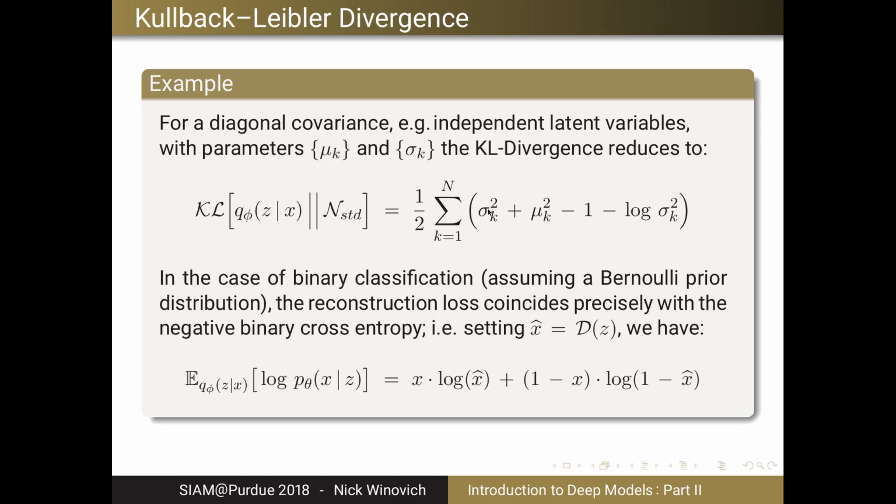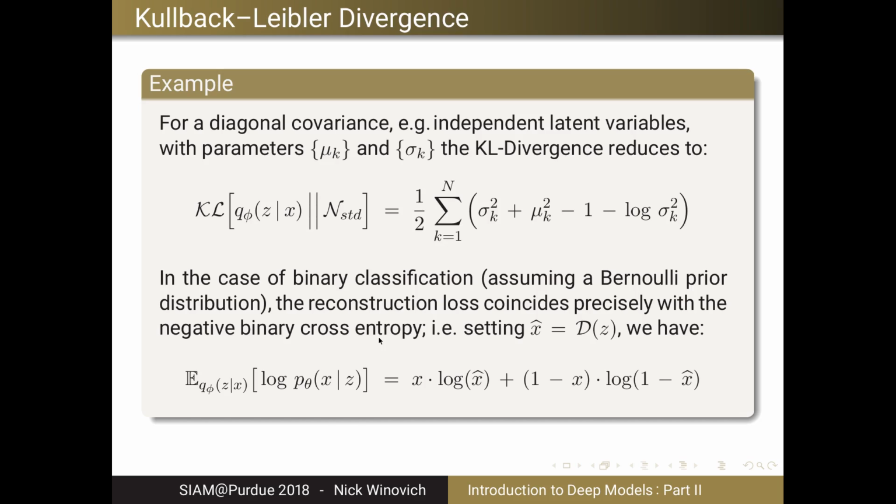It's just the variance plus the square of the mean minus 1 minus the log of the variance, and then you basically sum those up. So that's the KL divergence, which we can compute quite easily.